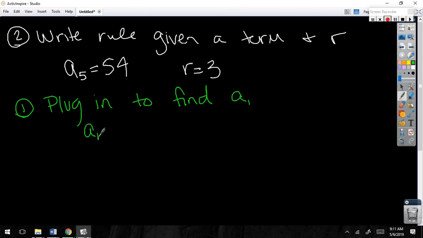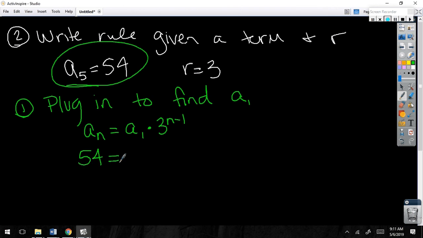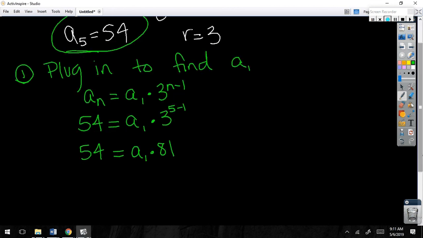All right, look, if A sub n equals first term times R, which is 3, to the n minus 1. Let's plug this term in so we can find A sub 1. 54 equals first term times 3 to the 5 minus 1. What was 3 to the 4th? 81. How do you solve that? Divide by 81. Does that simplify down? I'm sure it does. 2/3?